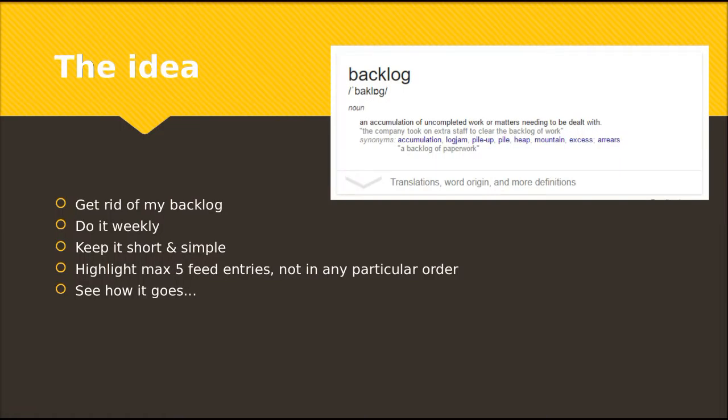I'm trying to minimize my backlog, so I process the items that I should read by creating a short video around them. I want to do this weekly and I want to keep it short and simple. And I will highlight maximum 5 feeds, and I do not mention them in any particular order, so it's not a top 5 or anything such. And we'll just see how it goes.